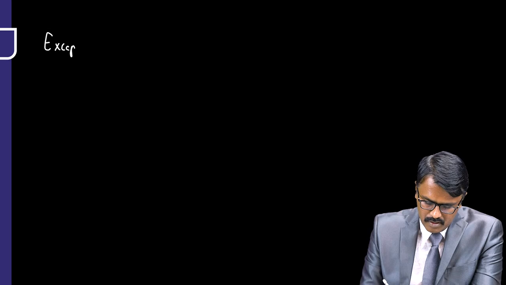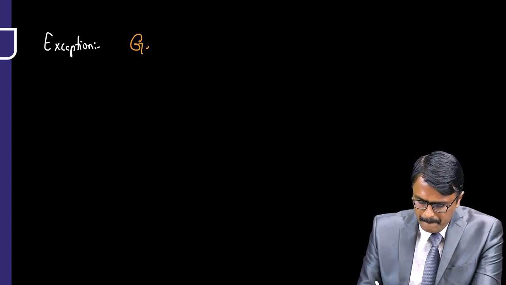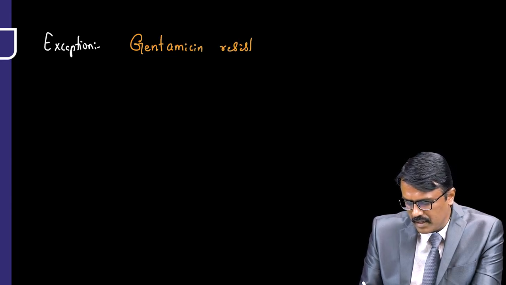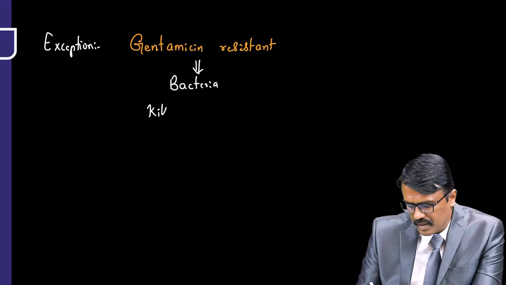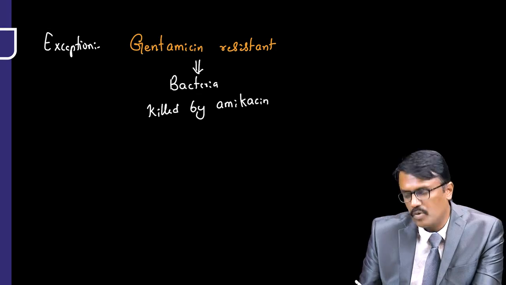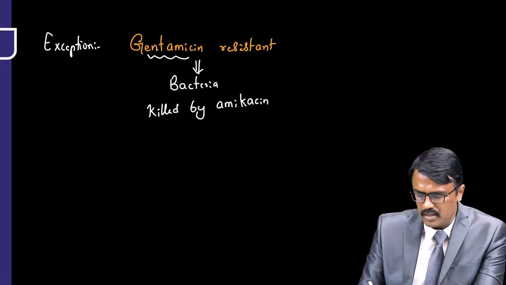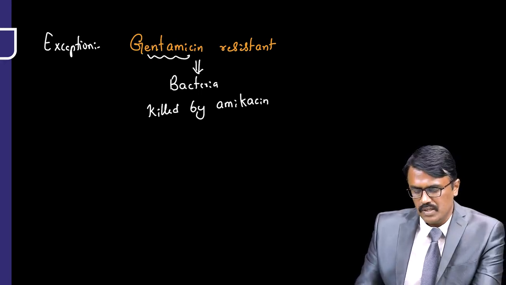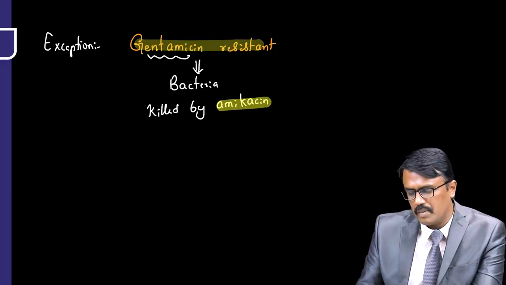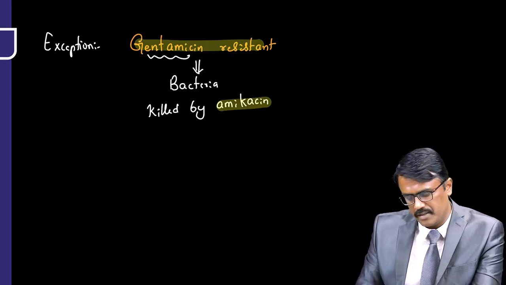Sometimes there is an exception for this. There is an exception for cross resistance. Let me tell you an exception for gentamicin. If bacteria are resistant to gentamicin, these gentamicin resistant bacteria can be killed by amikacin. Gentamicin and amikacin are in the same group of aminoglycosides. See, there is no cross resistance here. So there are some exceptions like this, but both are in the same group, right?